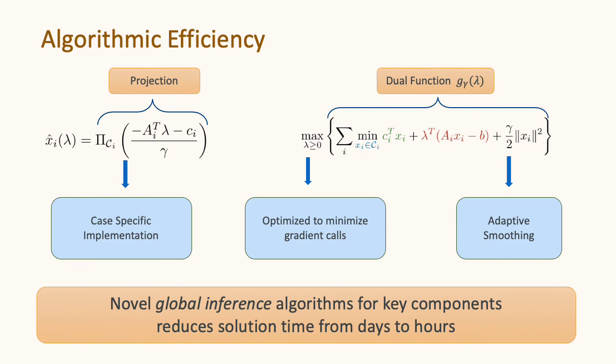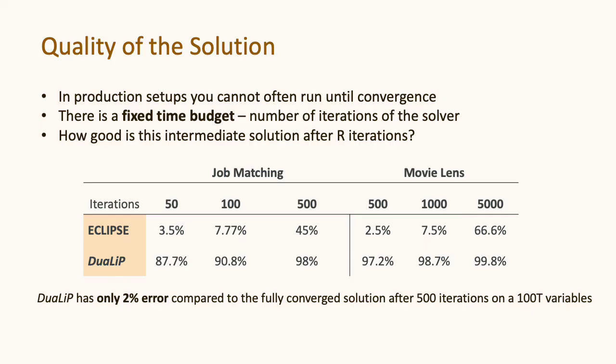Along with the algorithmic improvements to the projection step, we also have improvements to the overall optimizer, as well as novel algorithms to adaptively tune the smoothing parameter. This tuning allows us to trade off the speed of convergence with the quality of the solution. All of these improvements are available in our open source version of the solver. We will now understand the consequences of these improvements on two datasets, a LinkedIn job recommendation dataset and a publicly available MovieLens dataset. We compare our results to ECLIPSE, a solver published in ICML 2020.